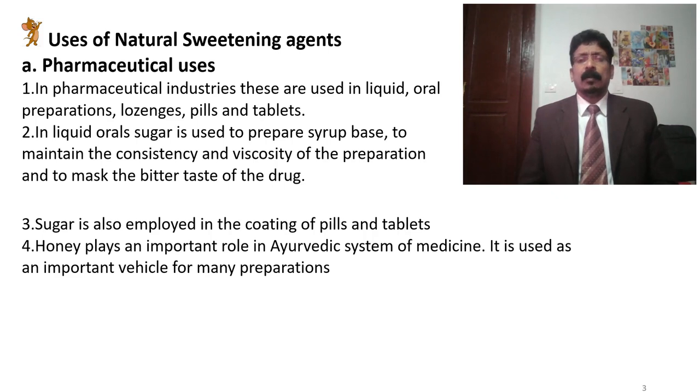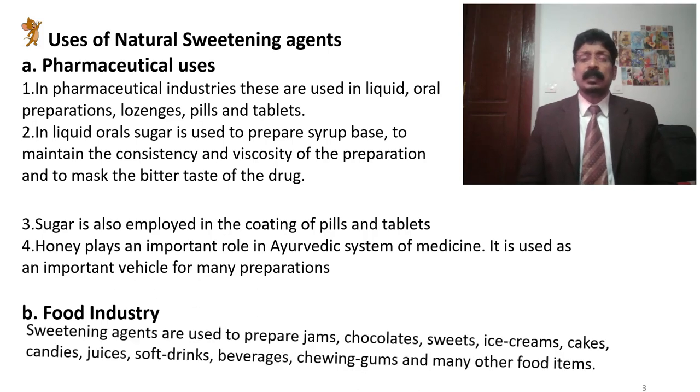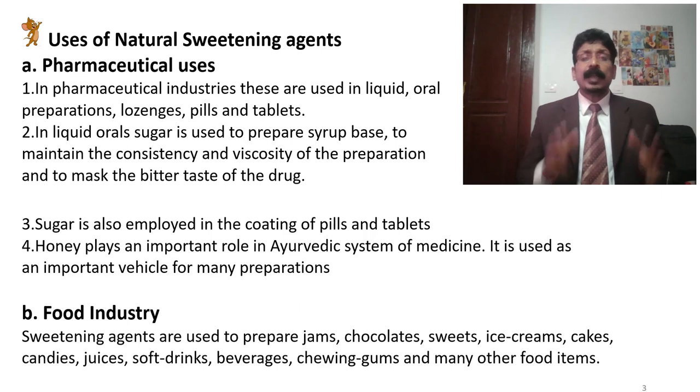for many preparations. In the food industry, sweetening agents are used to prepare jams, chocolates, sweets, ice creams, cakes, candies, juices, soft drinks, beverages, chewing gums, and many other food items.